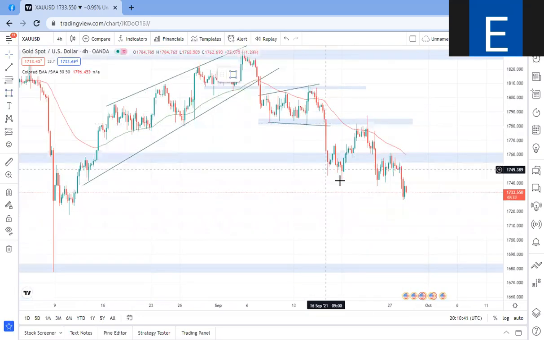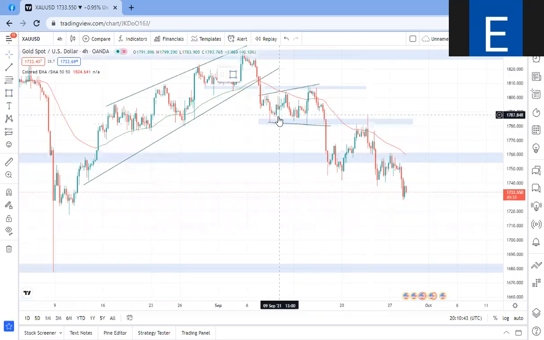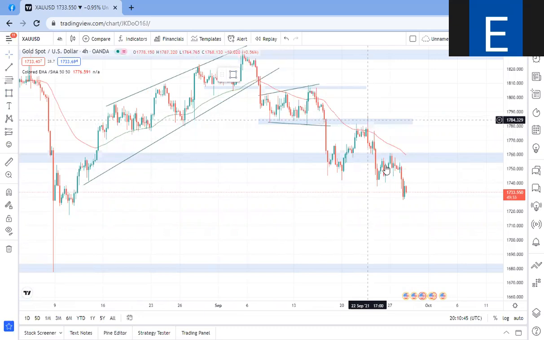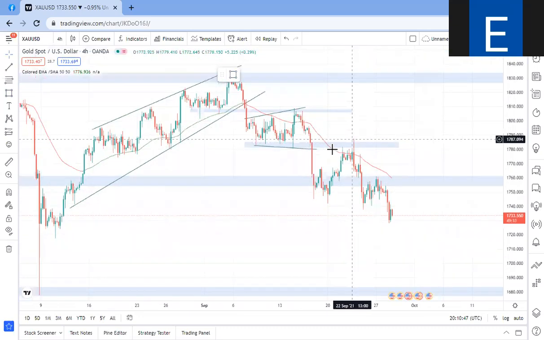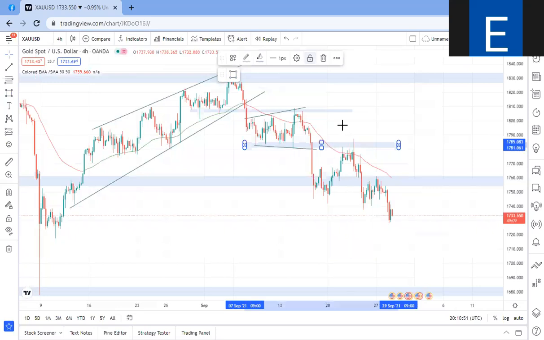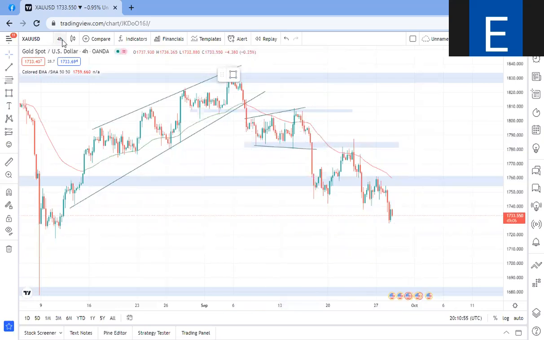This was a break below, a retest of this previous support level as resistance. Then price sold off again. So you can even take this as a sell, because it was a nice setup, very nice one. You can see how price broke below, retested, and went all the way.